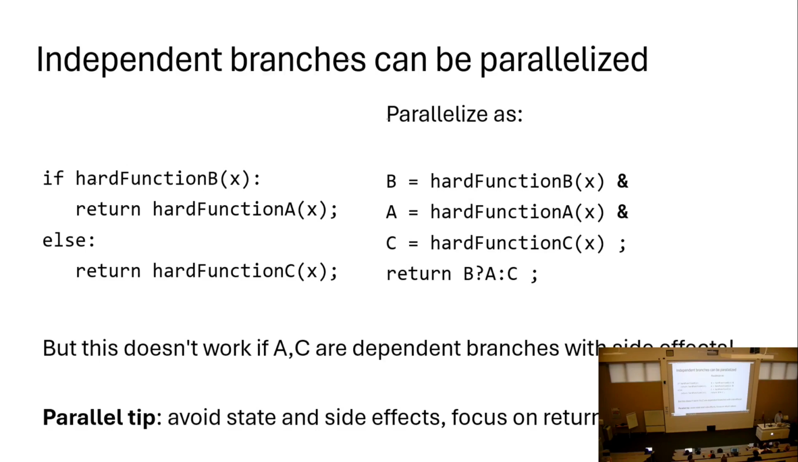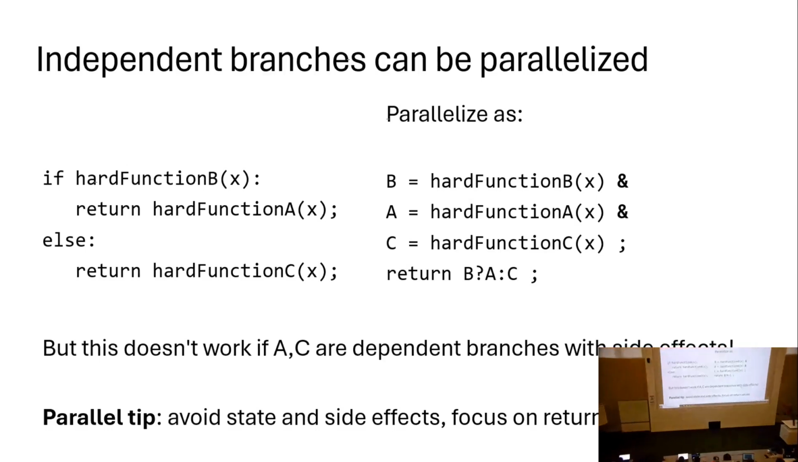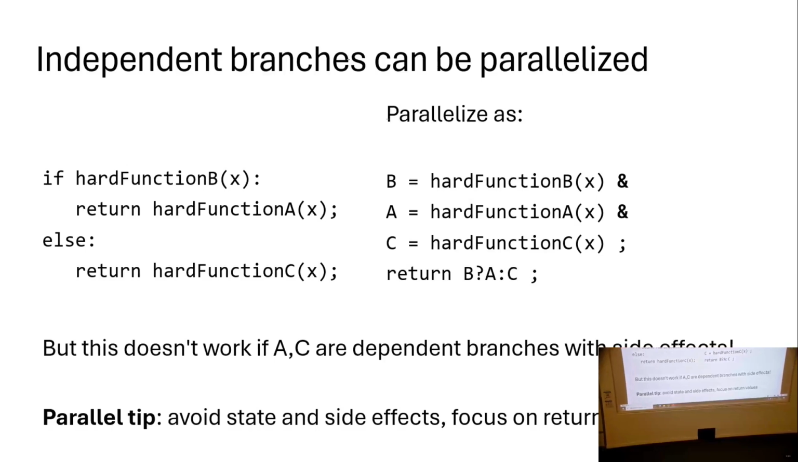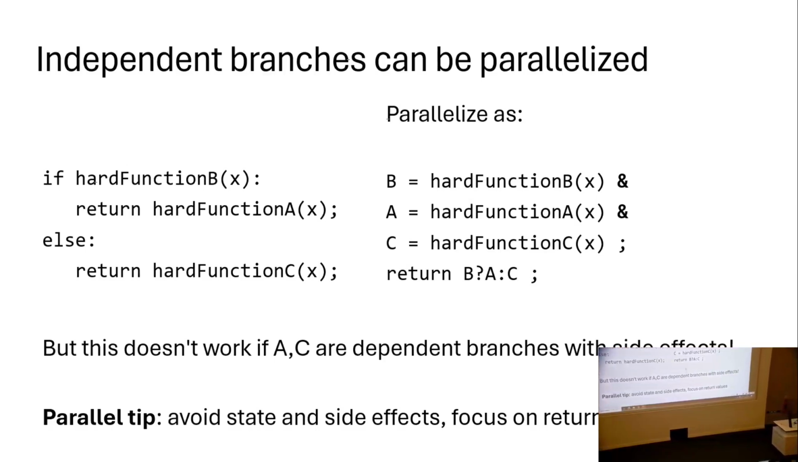And then right at the end, we say, did you get true or false for B? If so, return A, otherwise return C. Okay, and at this point, this is going to run almost instantly, because that's just brilliant. So if you run this normally, it's going to take the time for 2 hard functions. If you run it in parallel, it's only going to take the time for 1 hard function. Okay?